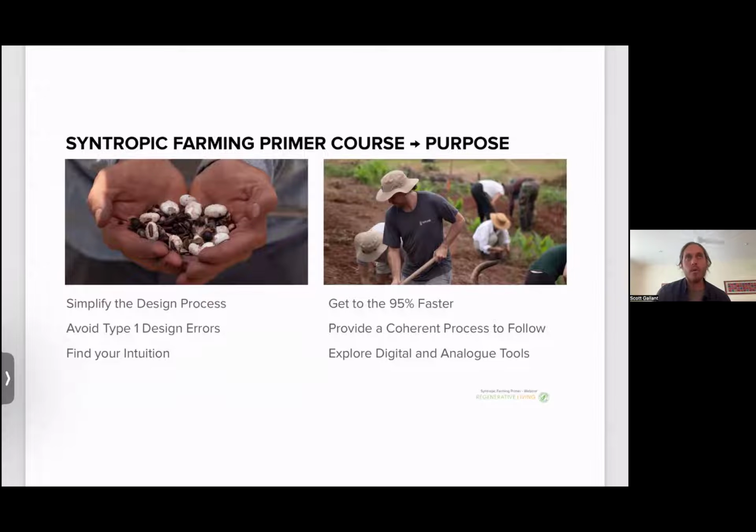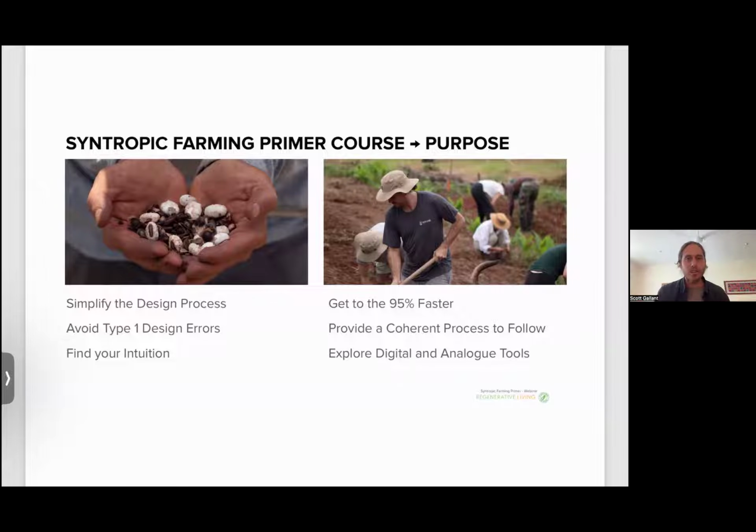What we're trying to do is really help simplify the design process. We're trying to get people to what we call the 95% faster. So in syntropic farming, we talk about management as being 95% of the work. Really, the design work, the planting work is 5%. That's like the fast part. I want to get people planting quicker. I want to get them into their intuition faster, and really try to help people avoid, there's a classic permaculture term called type 1 design errors.